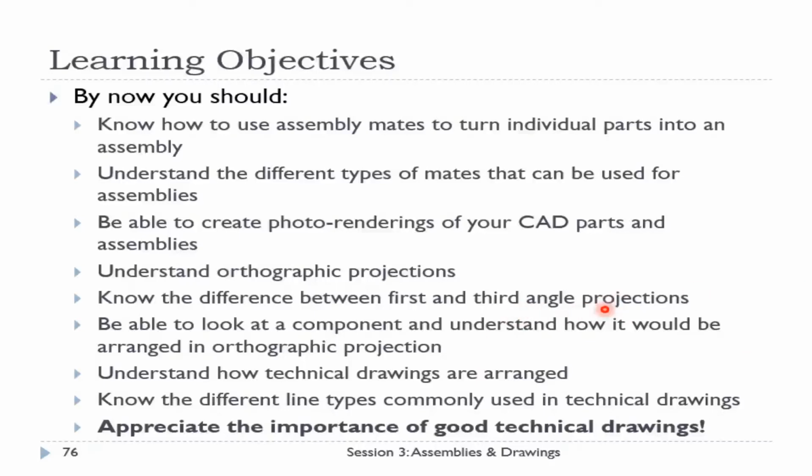And now you should be able to look at a component and understand how it would be arranged in orthographic projection, regardless of the projection method that we are using. And also you should be able to understand how technical drawings are arranged. We discussed the different line types. Hopefully you know the different line types, central line or hidden lines, how they're used and where they're used. But more importantly, you should have appreciation of why the technical drawings are important in engineering.